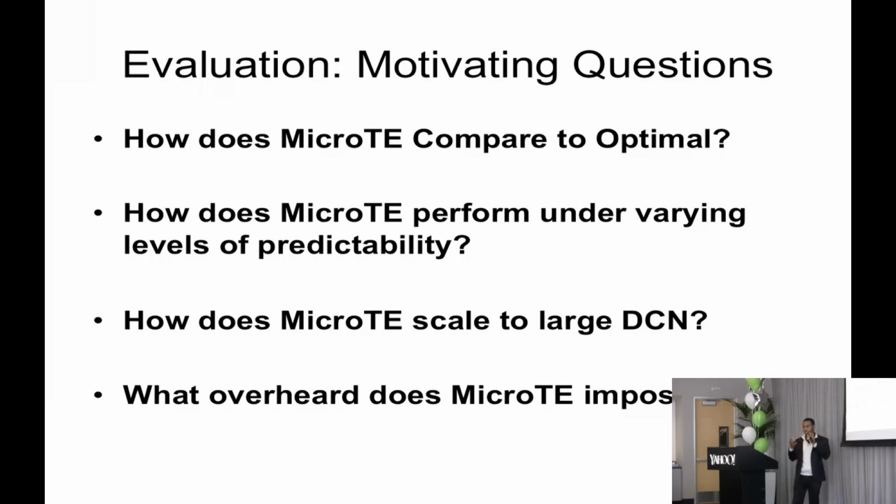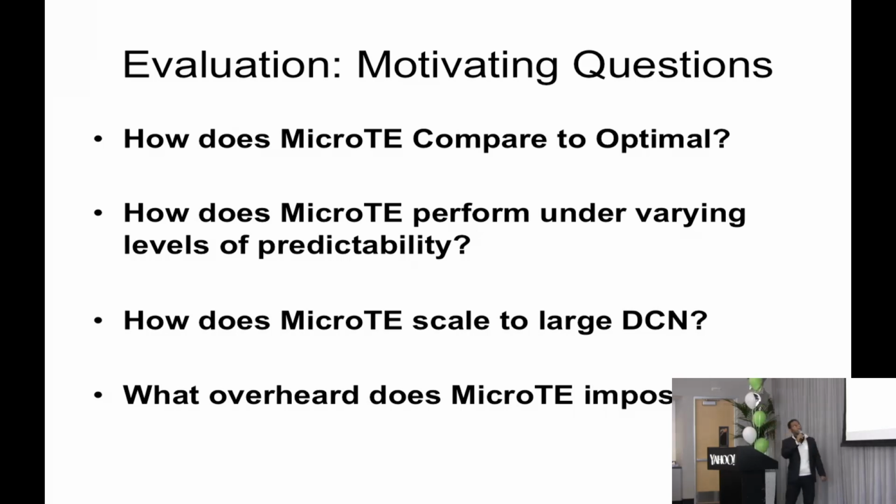And then the question was, how well can we scale? We have this idea that we want to get things done within 1 second. What's the largest approach we can scale to? And finally, what sorts of overheads do we impose on the network? We'll just focus on the first question, how well do we compare? I can talk about the other questions offline.